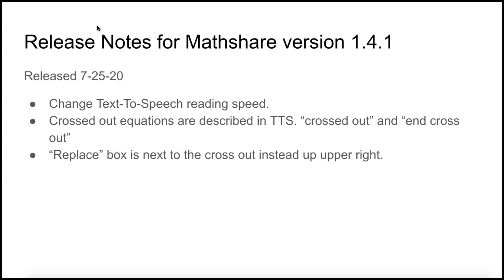Crossed out equations are described in text-to-speech with a "crossed out" and an "end cross out" around the portion that is crossed out. And then also the replace box that comes with the cross out and replace function is now next to it at full size instead of the upper right corner, which could sometimes look like a superscript. And then also text-to-speech does read out the replace box as well. So let's take a look at those.